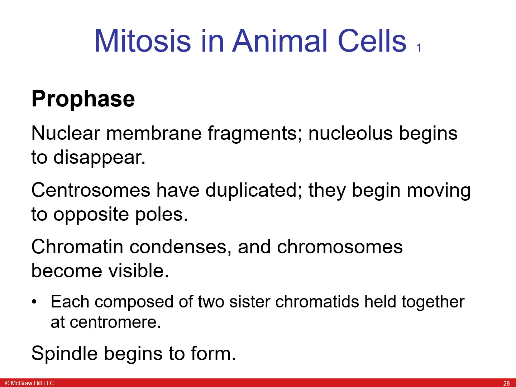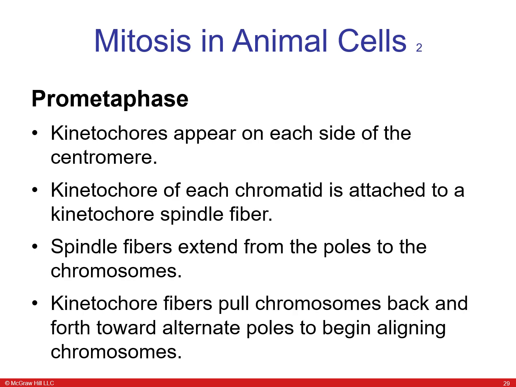In prophase, the nuclear membrane starts to fragment, the nucleolus begins to disappear, the centrosomes have duplicated and begin moving to opposite poles, and chromatin condenses and chromosomes become visible. In prometaphase, kinetochores appear on each side of the centromere. The kinetochore of each chromatid is attached to a kinetochore spindle fiber. These spindle fibers extend from the poles to the chromosomes, and the fibers pull chromosomes back and forth towards alternating poles to begin aligning the chromosomes.